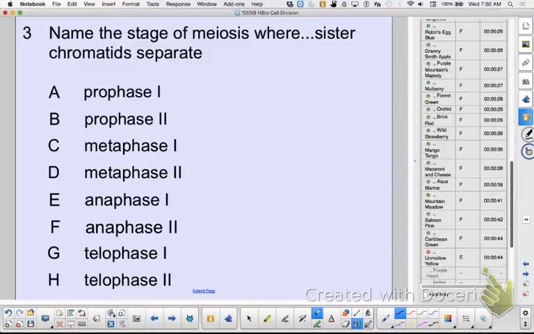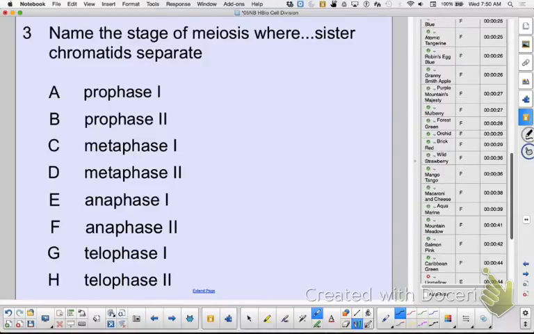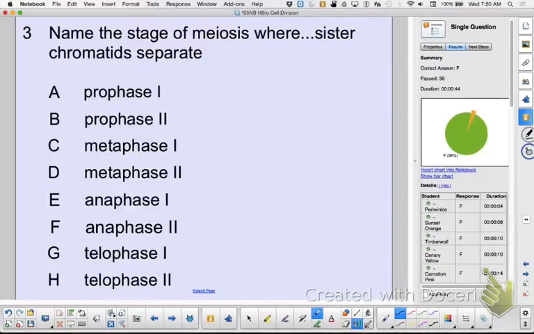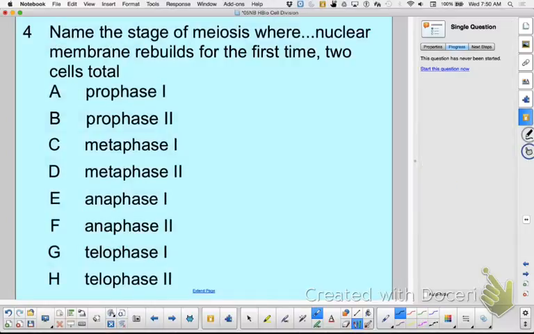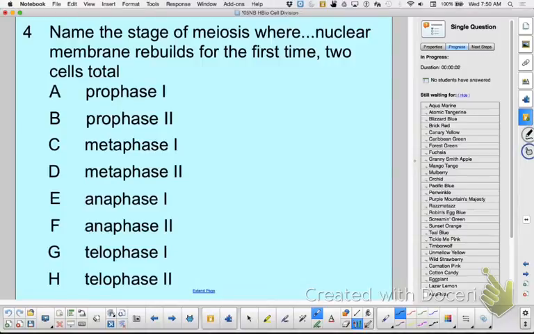Okay, here's my approach on these questions. I see the word separate, so immediately I'm thinking of one stage only. What is that? Anaphase. Then I just need to know what's separating. If it's the homologous pairs, then it's got to be anaphase 1. Homologous pairs, parents, divorce first. And then if it's sister chromatids, it's got to be anaphase 2. That is helpful.